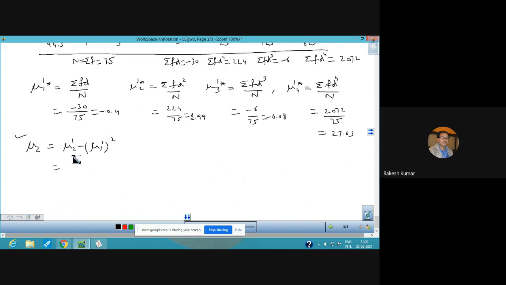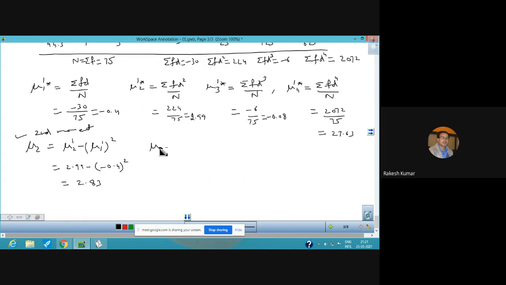So mu2 dash is 2.99 minus mu1 dash, which is negative 0.4, whole square. So this is the formula for calculating second moment. So by this formula, you will have the value 2.9, sorry, this is 2.83. So the second moment is 2.83.